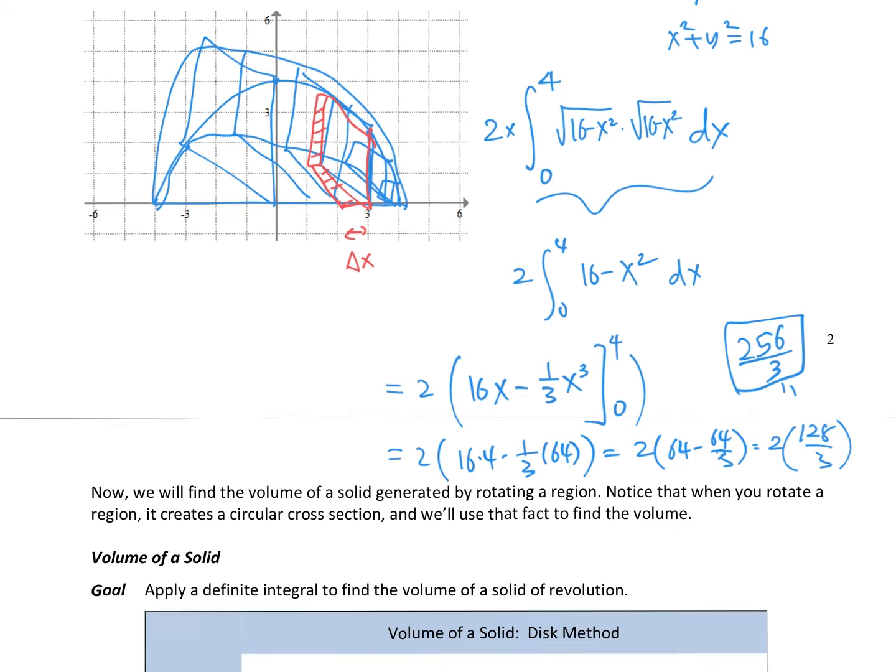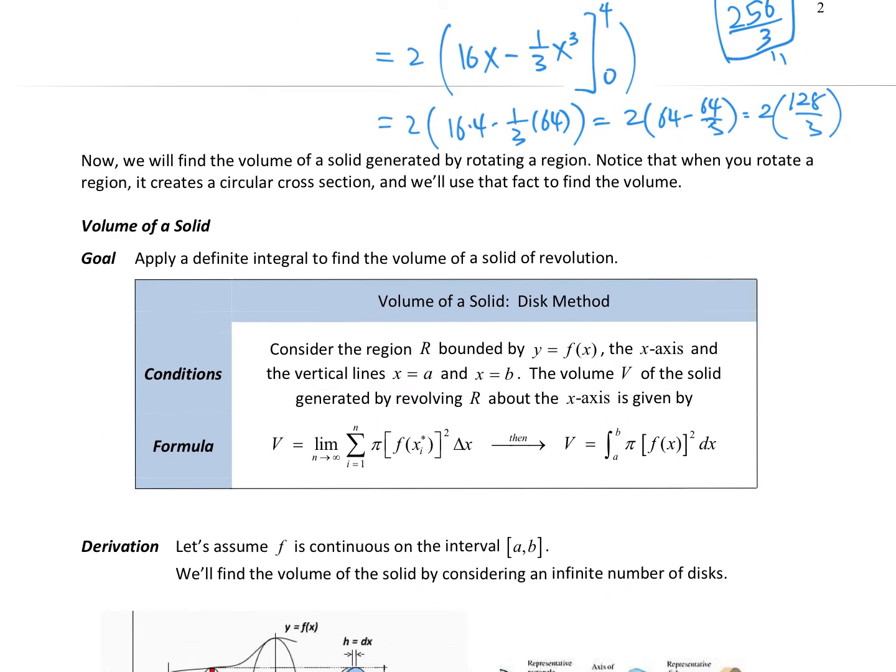All right, next, this is a more general case. We'll find the volume of a solid generated by a rotating region. So when you rotate something, by construction, we're going to get a circular cross section. So we're going to keep that in mind. Anytime you rotate something, you'll see a circular cross section. We'll use that fact to find the volume, right?